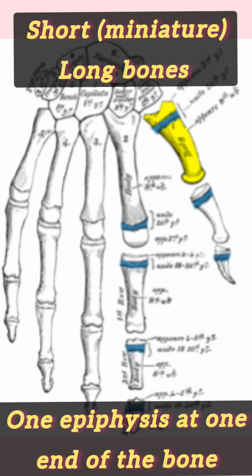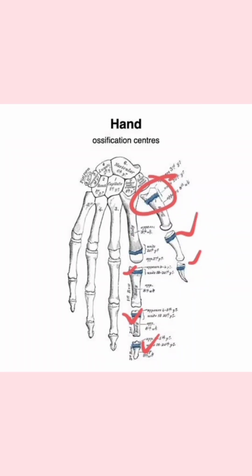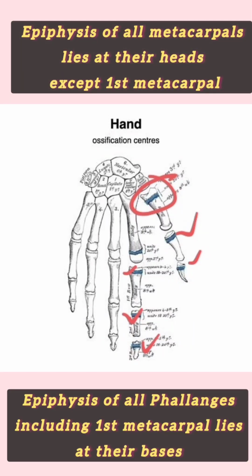On the basis of this ossification, there may be another question: the first metacarpal bone may be considered a modified phalanx. The reason lies in the position of the epiphysis. In the red circle, you can see the first metacarpal base. Here you will find the epiphysis, and in the phalanges, there also at the base is the epiphysis. So, the epiphysis of all phalanges, including the first metacarpal, lies at their bases. Because of this, the first metacarpal bone is similar to the phalanges on the basis of the position of the epiphysis. For this reason, the first metacarpal bone is also considered a modified phalanx.